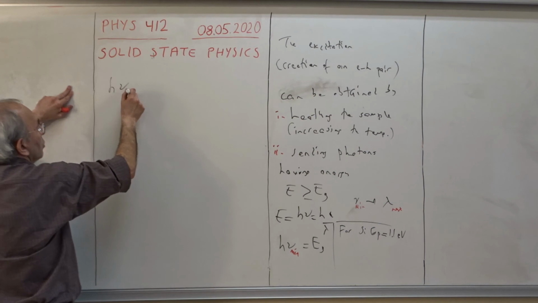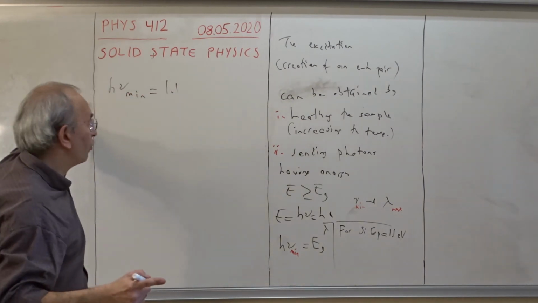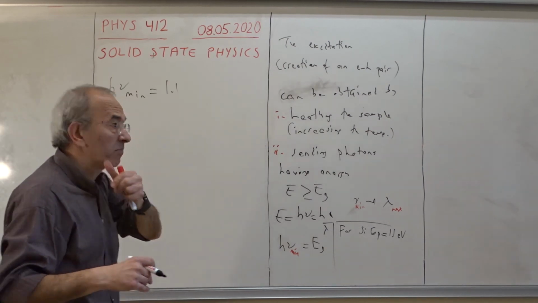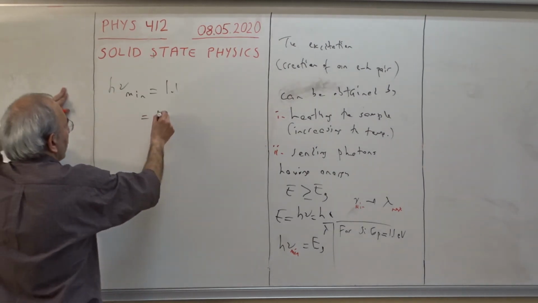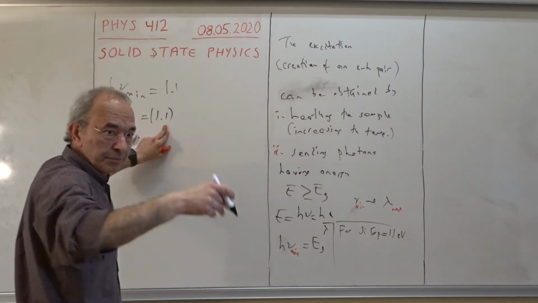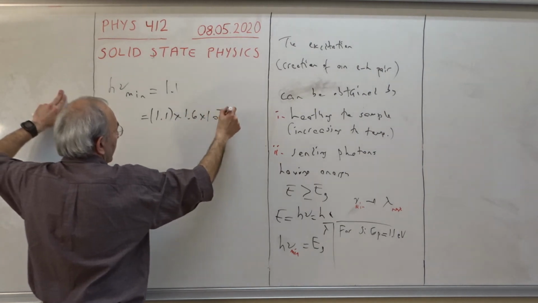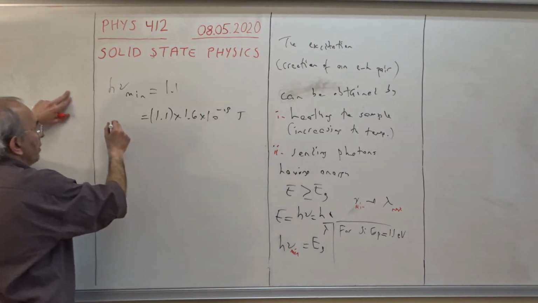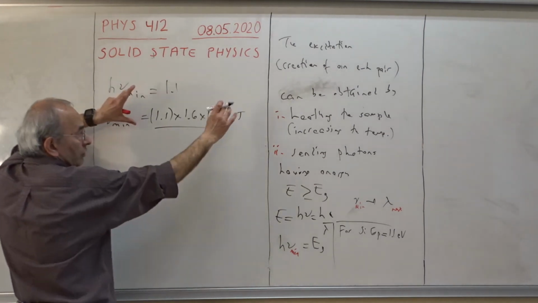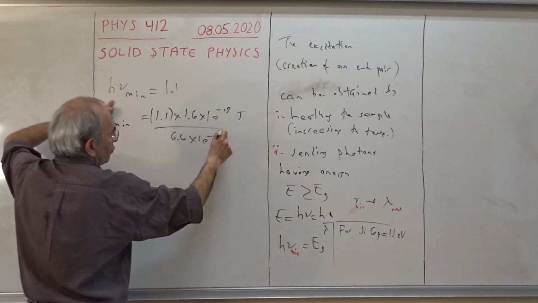h nu min is 1.1, but in electron volts. Let's convert it to joules, for instance. So it is 1.1. In order to convert that, we have to multiply by the charge, times 1.6 times 10 to the minus 19. So many joules. But nu minimum is equal to this one divided by h, 6.6 times 10 to the minus 34.